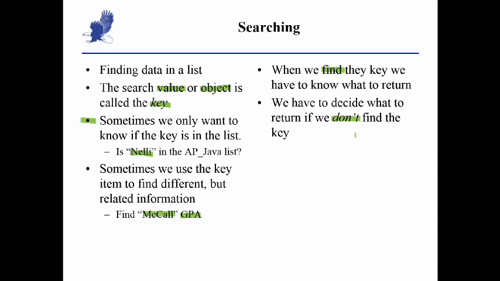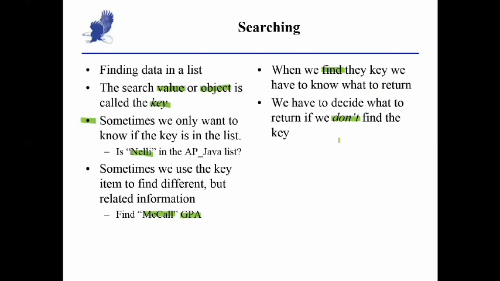See, we're not returning true or false. We're returning a number. So, what number do we return if McCall is not in the list? It's not often an easy answer. You can say, well, you return zero. But remember, zero is a legitimate, if very poor, GPA. So maybe we return a negative number.